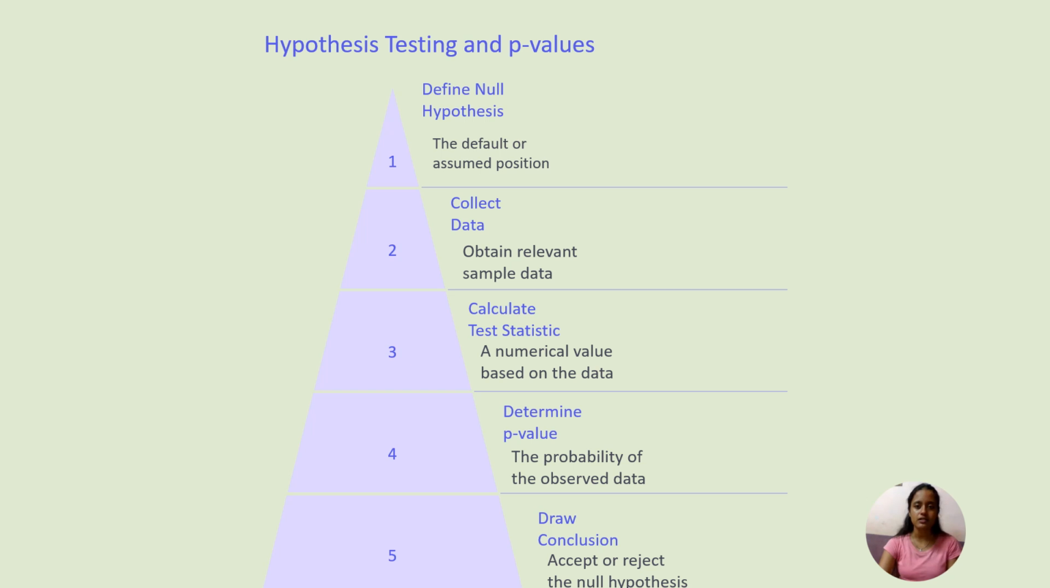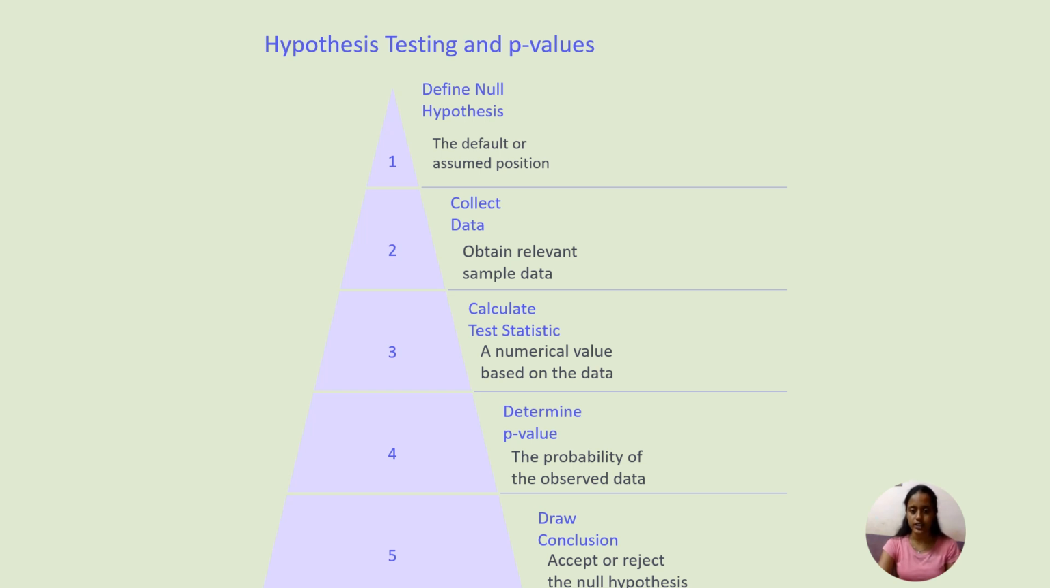Next, we have hypothesis testing and the p-values. Hypothesis testing is a statistical method of making decisions or drawing conclusions about a population based on sample data. It involves formulating a null hypothesis and an alternative hypothesis, collecting data and using a technique to determine whether there is enough evidence to reject the null hypothesis in favor of the alternate hypothesis.